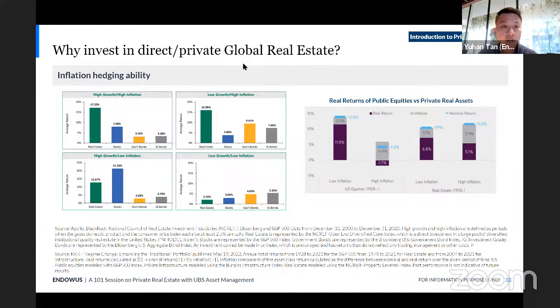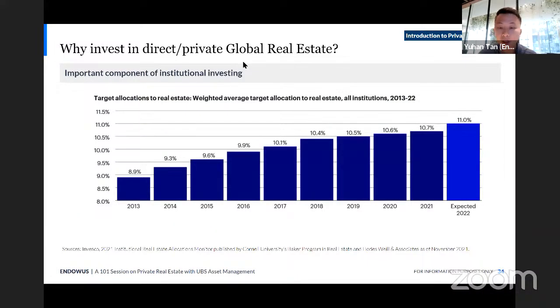The key attractiveness that Gus and I described earlier are of course recognized by institutional investors as well. And so this is why we can see that institutions' allocation to real estate has been quite high and continues to grow over time. And again, Endowus' mission is to bring institutional products to our investors. And this will be no different in the case of real estate.